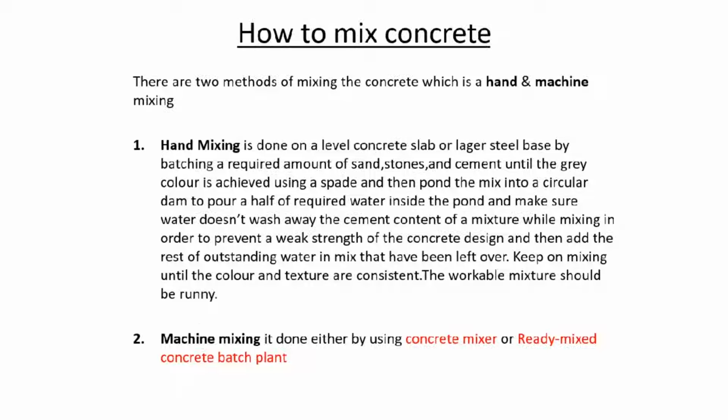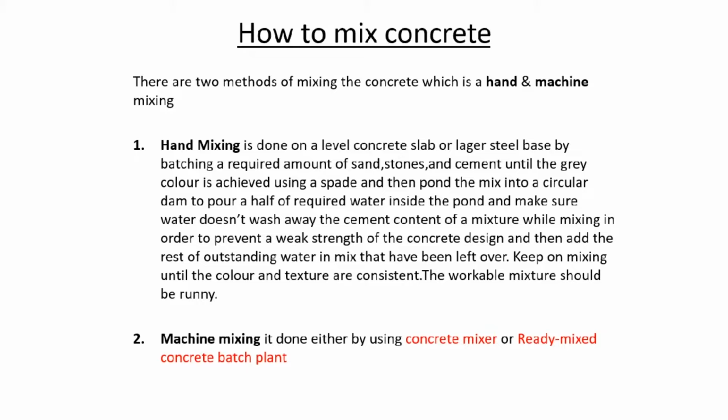All right, let's talk about hand mixing first. Hand mixing is done on a level concrete slab or a large steel base plate by batching the required amount of sand, stone, and cement until the gray color is achieved, using a spade. Then form the mix into a circular dam and pour half of the required water inside the pond, making sure water doesn't wash away the cement content of the mixture while mixing, in order to prevent weak strength of the concrete design. Then add the rest of the outstanding water. Keep on mixing until the color and the texture are consistent. The workable mixture should be in a runny form.